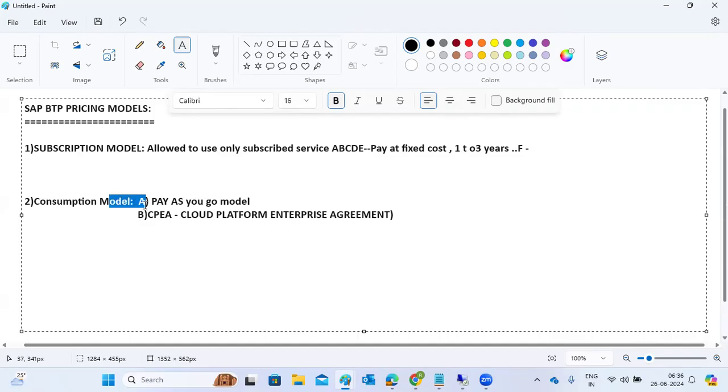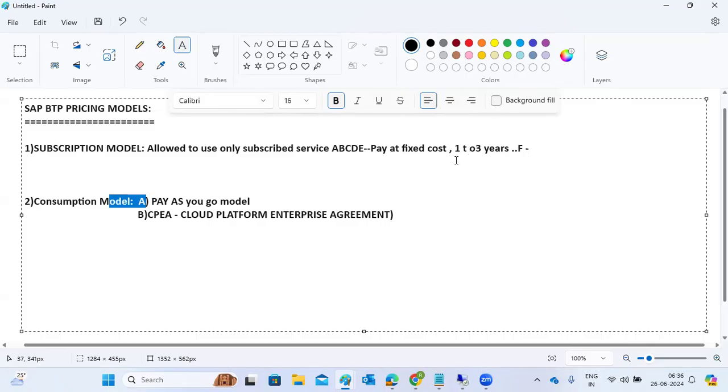Here you pay only for what you use. You have hundreds of services available, but if you are using only one and two, then you need to pay for only one and two in the consumption-based model. So it provides flexibility to the companies. They can explore all the solutions and services in the BTP.